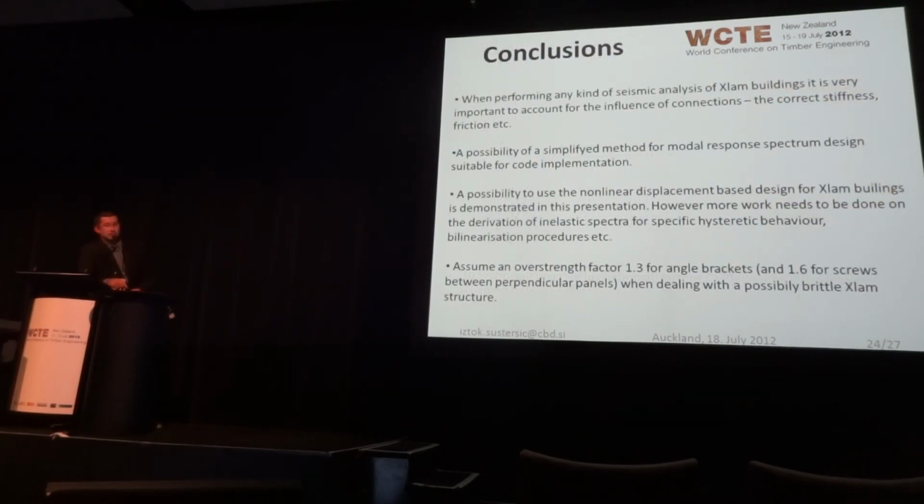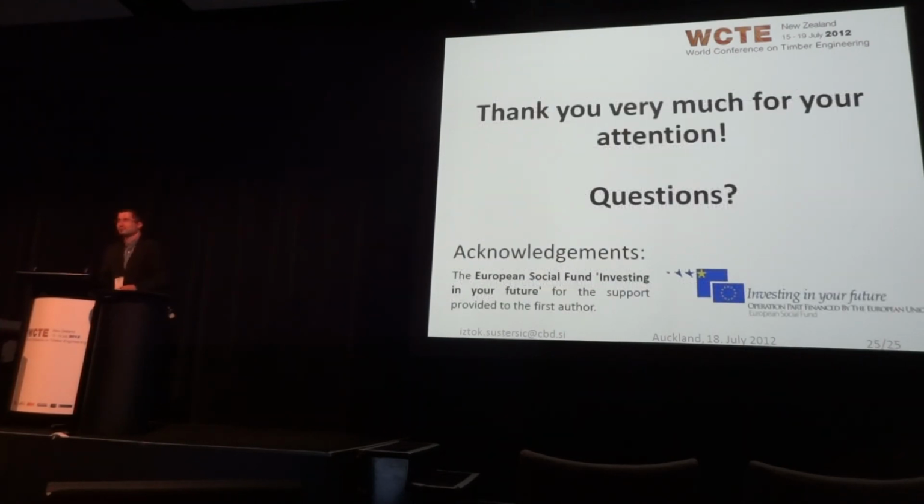Just the conclusion: when we're performing any kind of seismic analysis, it's very important to account for the influence of connections, correct stiffnesses, frictions, and so on. There is a possibility of a simplified method for the linear response spectrum design. We've shown the possibility to use the nonlinear displacement-based design on crosslength. Of course, more work needs to be done on that. And we've shown some overstrength factors for the crosslength. So with that, I conclude my presentation. Thank you very much. Now for the questions.